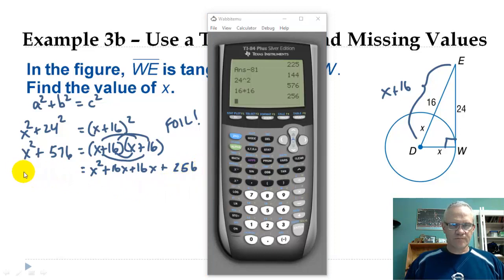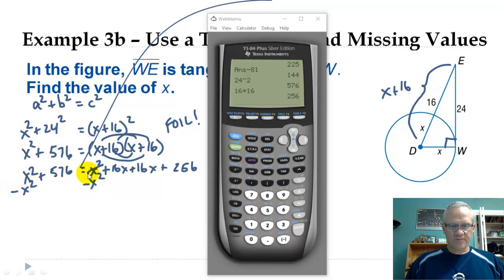Okay, there we go. A little bit harder, but so far hopefully okay. Let's try to get like terms all together. So the first thing I notice is I've got x squared. So I'm going to go minus x squared, minus x squared. Guess what? They all cancel out. That's nice. Okay. We got 16x and 16x. Well, we could make that 32x.